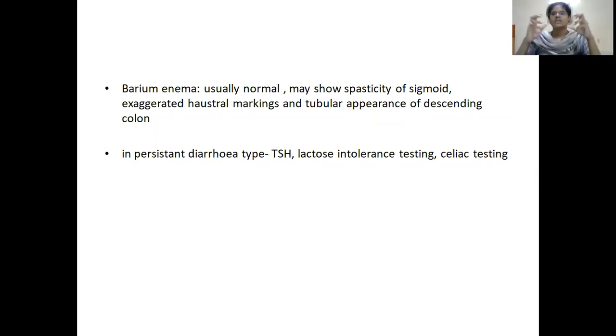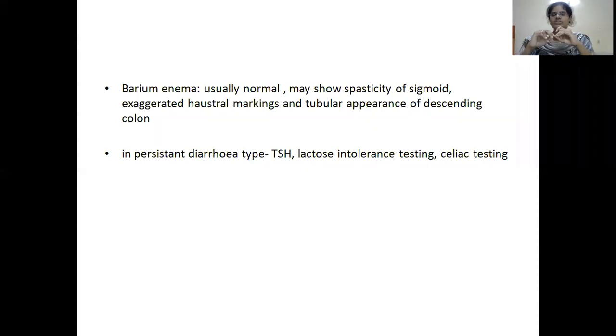In lactose intolerance, the patient will be having lactase enzyme deficiency. So what will happen? After giving oral lactose, the lactose will not be digested, so the colonic bacteria will act upon it, and there will be a greater amount of hydrogen in the breath. That is the hydrogen breath test.